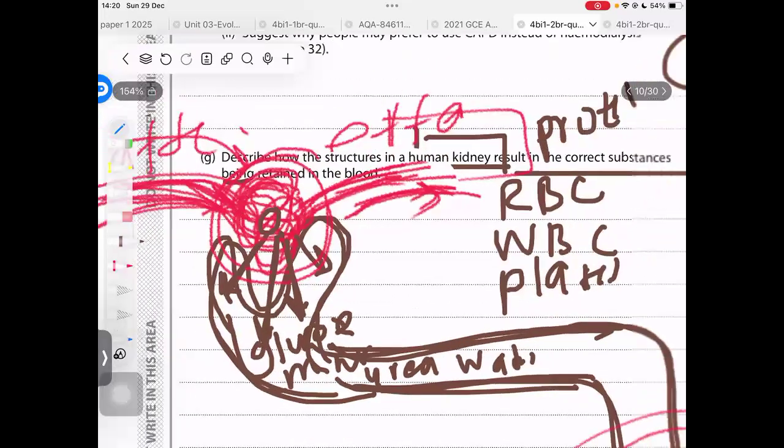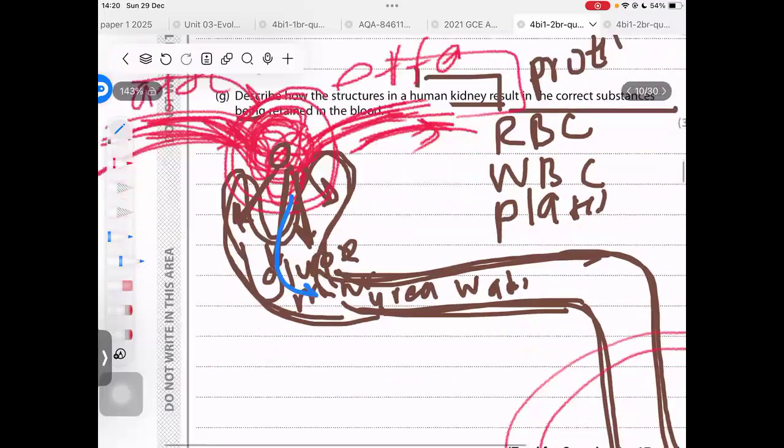But wait, if glucose passes into the Bowman's capsule, it's going to be excreted. We don't want glucose to be excreted like that, right? We need glucose for aerobic respiration and everything. But see, it's going into the Bowman's capsule. That means it's going to be excreted soon. We should prevent this somehow. How are we going to prevent it?